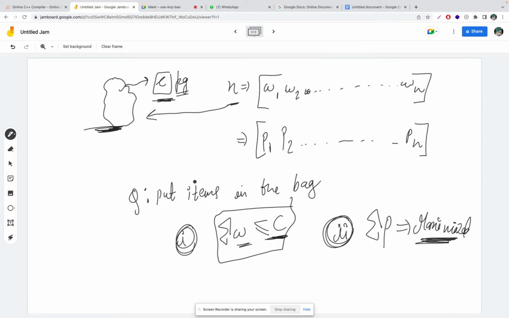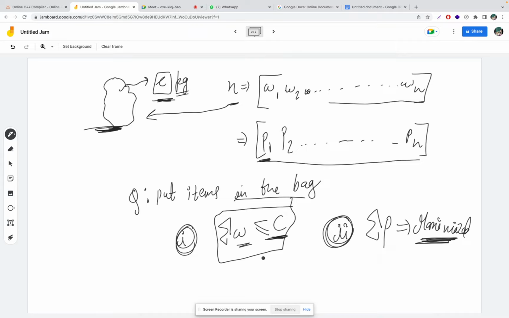So let me summarize the problem again. We are given n items and the weight of each item is W1, W2 till Wn, and we also know the profit of those items. If you pick the first item and put it in the bag, the weight will be W1 and the profit you will get will be P1. So we know the profits as well, right? We are told to select a subset of these items, select some items and put them in the bag.